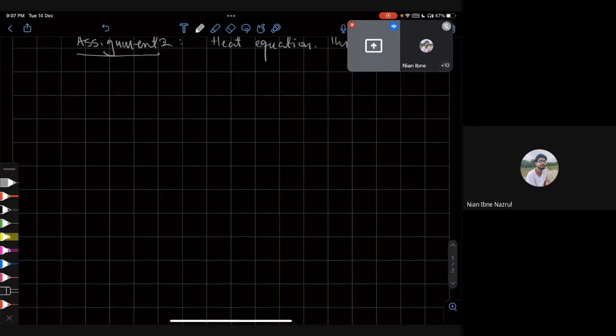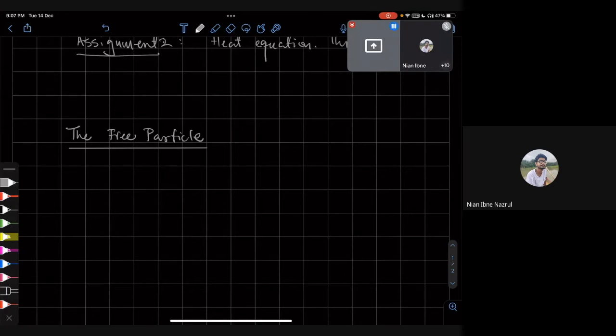Today I want to start with the free particle, and then I want to introduce the notion of time evolution for a quantum state. Okay? So what is a free particle?